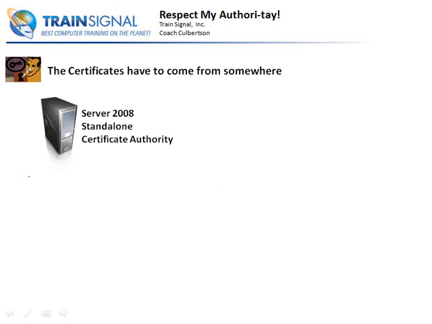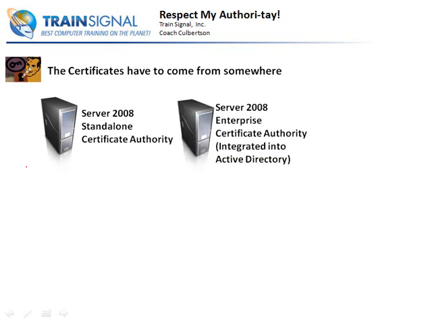First of all, the most basic of basic certificate authorities is a Server 2008 standalone certificate authority. Most of the work that has to be done with a standalone certificate authority is very manual. So if you have a very large organization, this may or may not be the best solution for you. We have a more powerful option in the Server 2008 Enterprise Certificate Authority. This one is integrated into Active Directory, so you know there are going to be some additional cool features and some more automation that's going to happen with it.